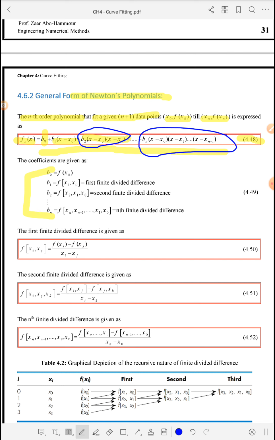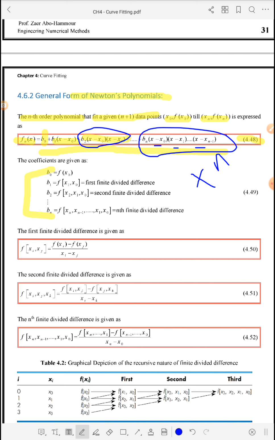If we pay attention to this last term, the x is multiplied how many times? It's multiplied n times. So this means that it's an nth order polynomial, and this nth order polynomial will contain all of the coefficients from the constant, x to the power 1, x to the power 2, till x to the power n.